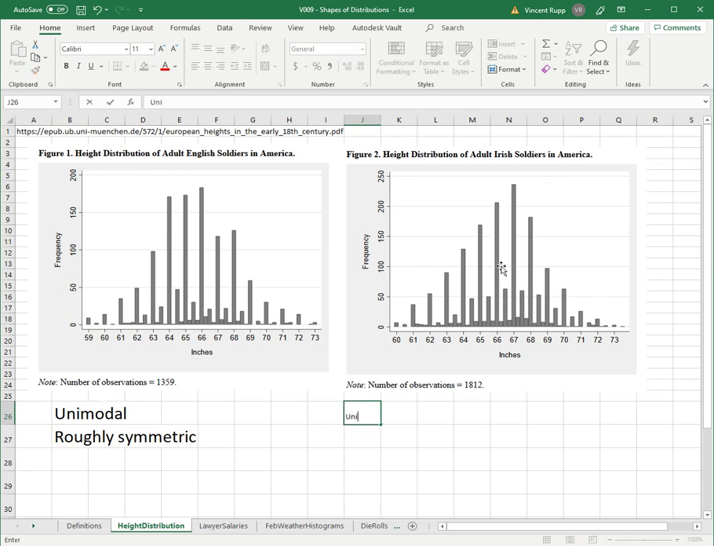And same thing here for the adult Irish soldiers in America. It looks like it's unimodal. But is this one roughly symmetric? You're like, well, no, all the bars on the left seem to be taller than the corresponding bars on the right. This one's higher than this one, this one's higher than this one, this one's higher than this one. So you might ask yourself, is a tail on the right or the left? Well, the tails are about the same width, about 6 inches on each side. But this one, the bars are higher. That means if the mean starts off at the median, these bars are going to pull the mean down. So the mean is less than the median, which means this is skewed to the left.